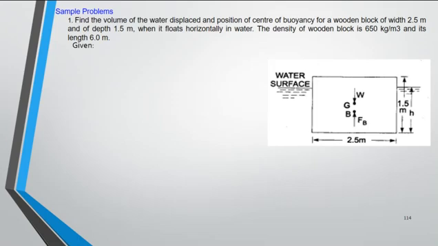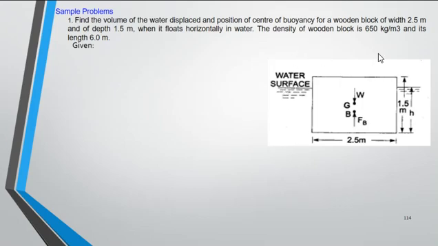So let us now try to solve problems involving bodies floating in a fluid. We'll just be applying Archimedes' principle in order to solve this problem. For problem number 1, we have: find the volume of the water displaced and the position of the center of buoyancy for a wooden block of width 2.5 meters and depth 1.5 meters when it floats horizontally in water.